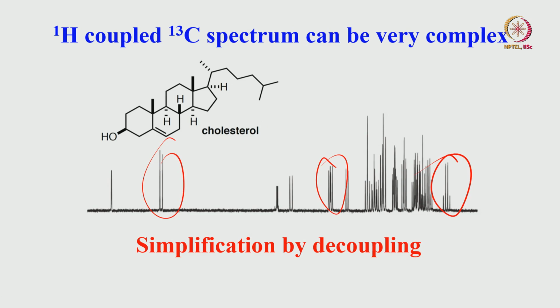How do you simplify this analysis? There are so many multiplicities present here, they are overlapped. How do you identify triplet, quartet, etc.?